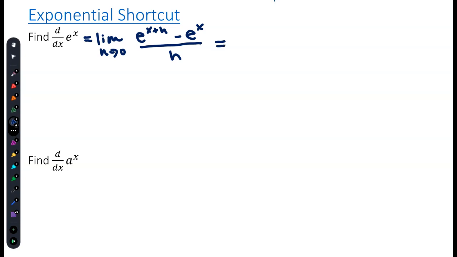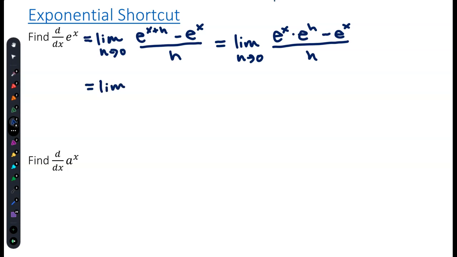Okay, so what we can do algebraically is we can split up the e to the x plus h. Exponent rules say that's exactly the same as e to the x times e to the h. Remember, the rule says if you're multiplying two things with the same base, you would add their exponents. We're using that in reverse. And that does allow me to factor out an e to the x. So we'll have limit h approaches 0 of e to the x times e to the h minus 1 over h.